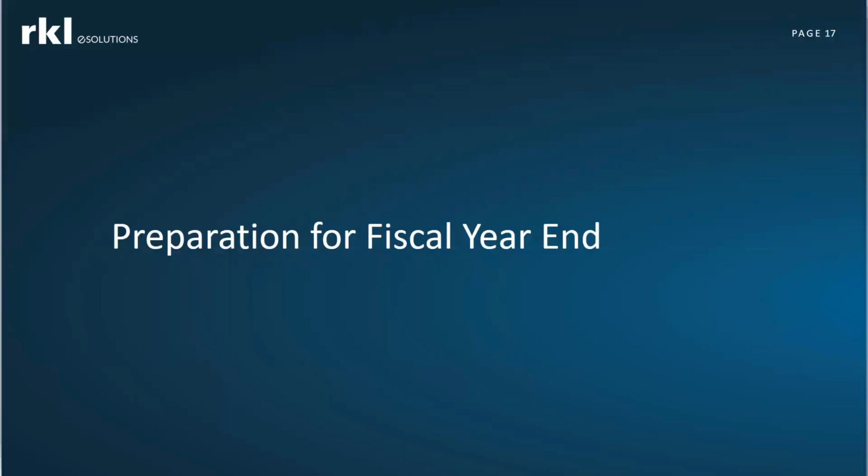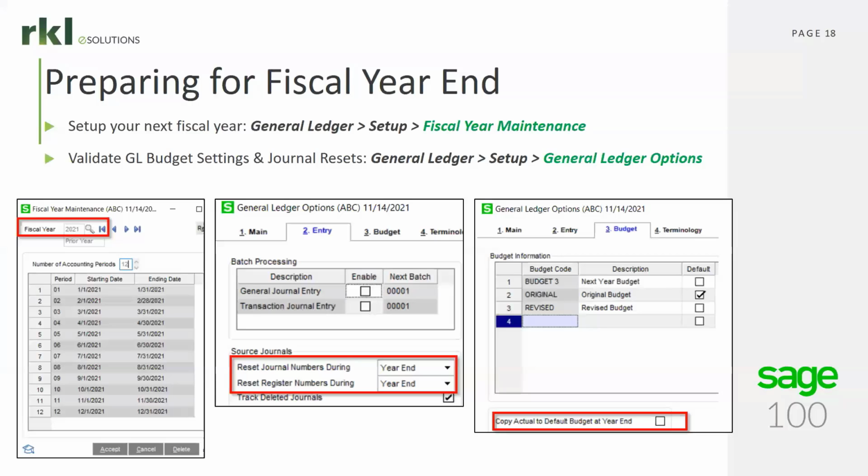Let's move on to preparing for fiscal year end in Sage 100. Fiscal year end includes closing each of your individual modules with the exception of payroll. It also involves some non-period end specific modules preparation.